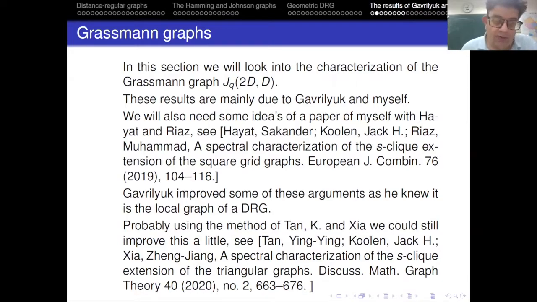Also, I want to mention another paper of mine. We may be able to improve the method. In this paper, we improved the method of Hayat, Rias, and myself, so it may give a slightly better bound on the diameter. But I did not look into whether it can really improve. Okay, let's really get started today.